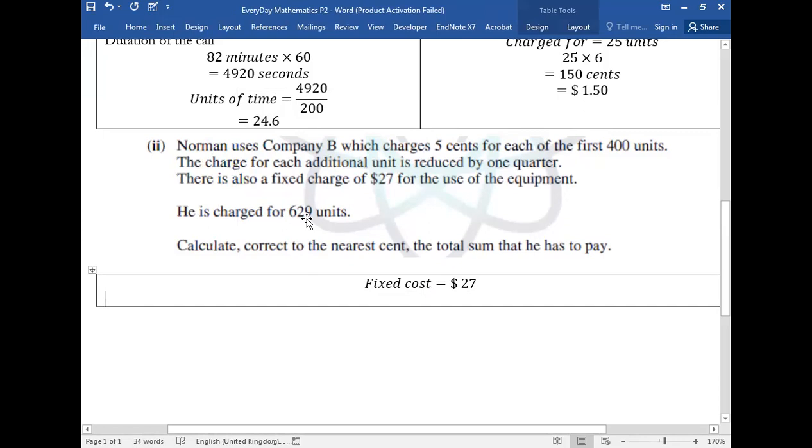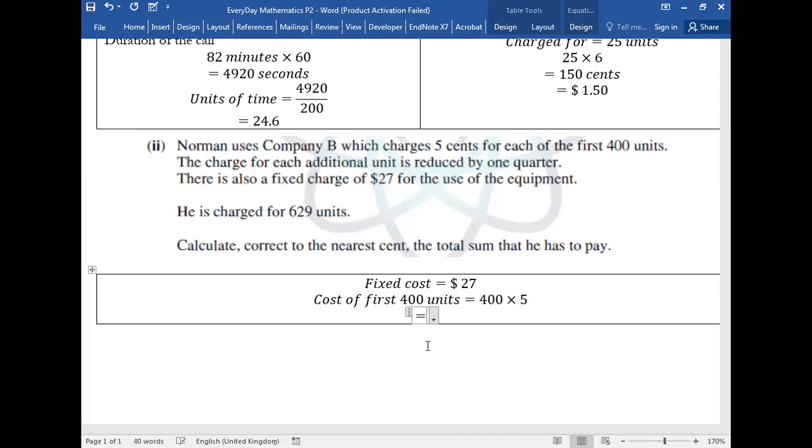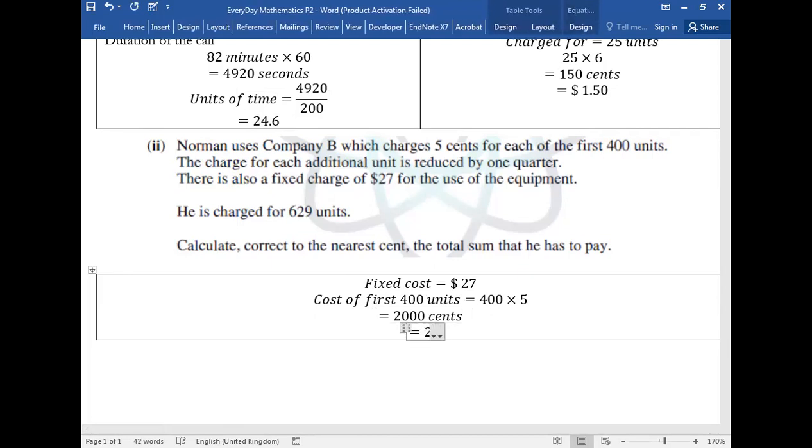629 units he uses. Out of those 629, the first 400 were charged for 5 cents. So let's calculate the cost of first 400 units. That will be 400 into 5, which is 2000 cents, or if you convert it into dollars, $20.